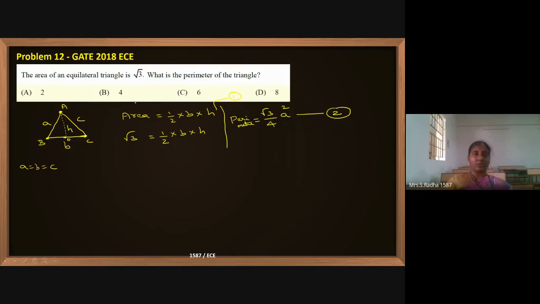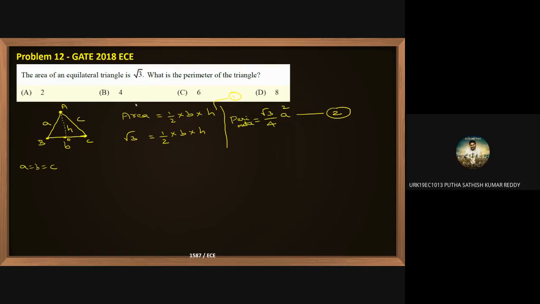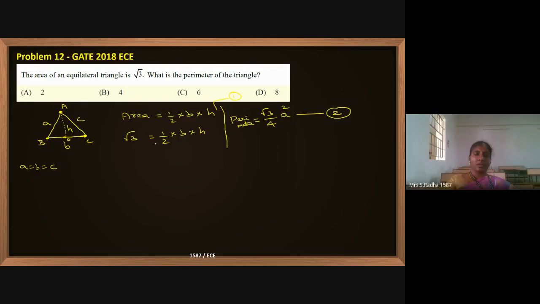What is the value of A? Tell me what is the final answer. The options are A, B, C, D, ma'am. The final answer is C. Here, root 3 equals half into base into height.